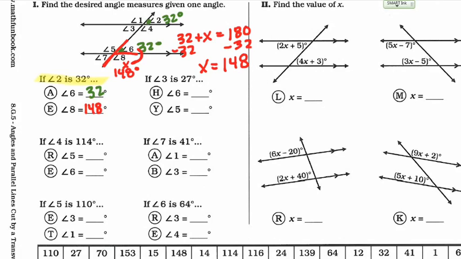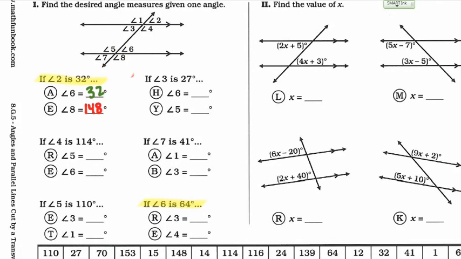All right, let's try one down here. Let's try the one here on the bottom left. It says if angle 6 is 64 degrees, okay? So we got to erase all the stuff I did up here because you have to reset the problem here. So let's erase all that. Okay. So angle 6 is 64 degrees. It asks about angle 3.